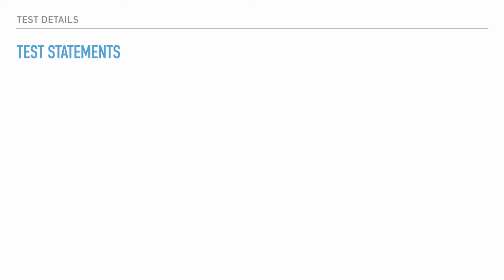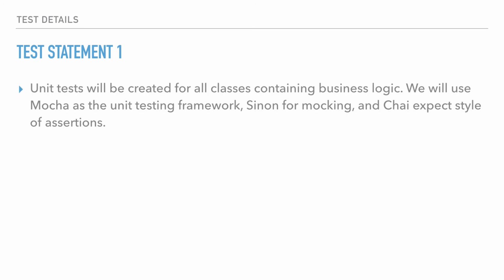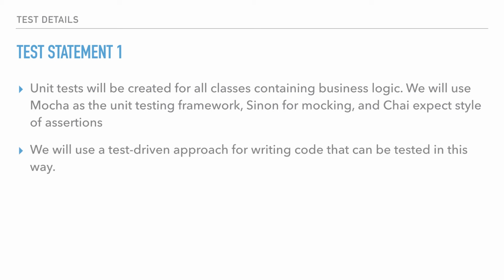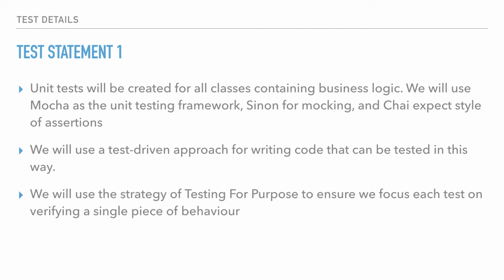The first test statement you have could be something like: unit tests will be created for all classes containing business logic, where we use Mocha as the unit testing framework, Sinon for mocking, and Chai expect style of assertions. We will use a test-driven approach for writing code that can be tested in this way. We will use the strategy of testing for purpose to ensure we focus each test on verifying a single piece of behaviour.